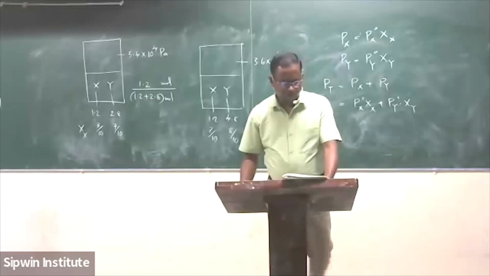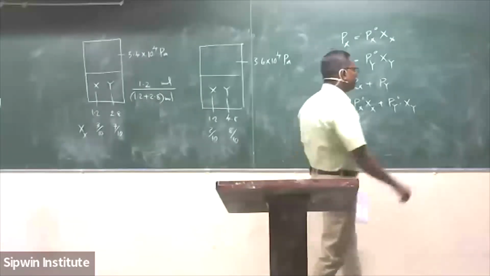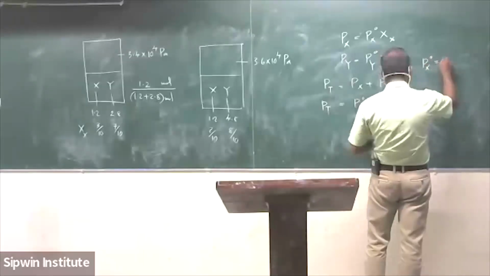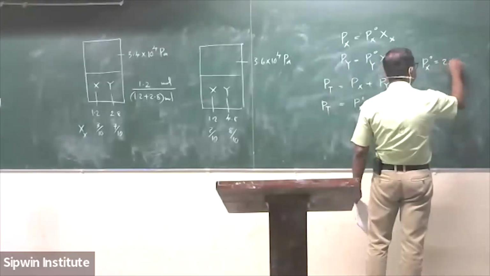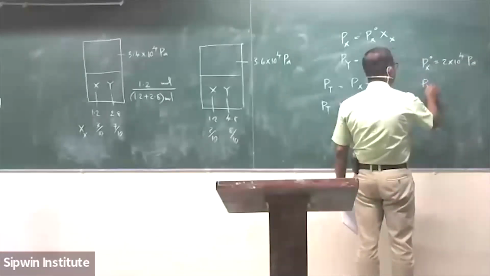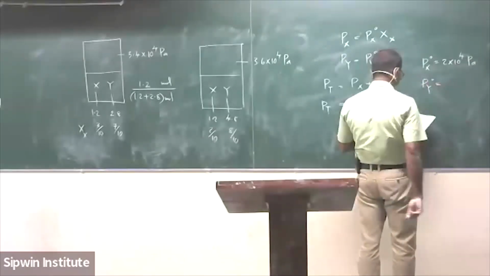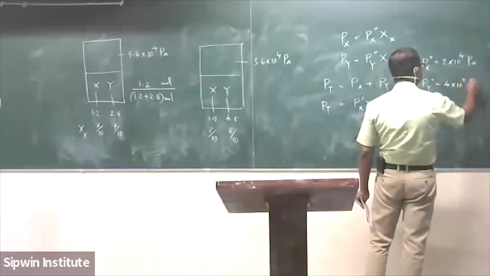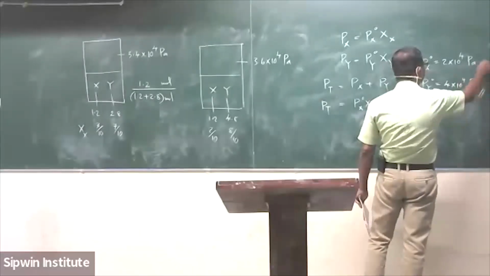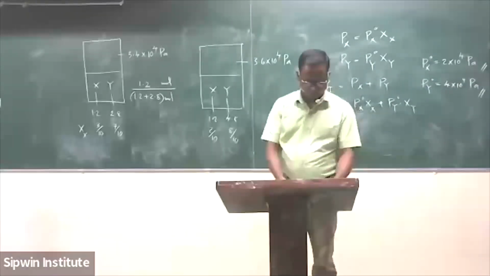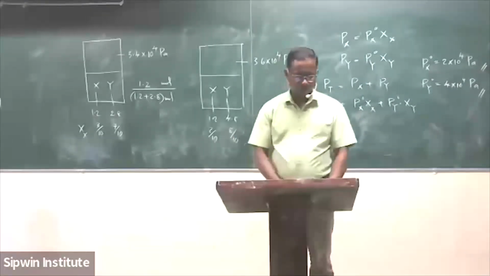The answers: Px naught you will get as 2 times 10 to the power 4. Py naught is 4 times 10 to the power 4. These are the answers, Px naught and Py naught.